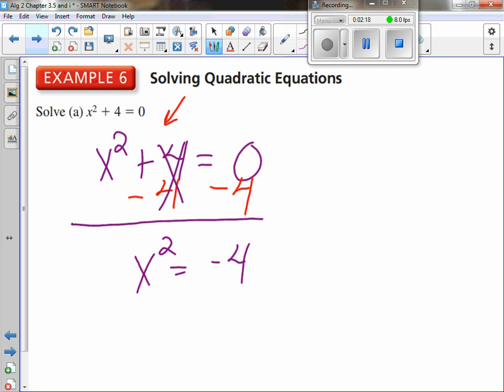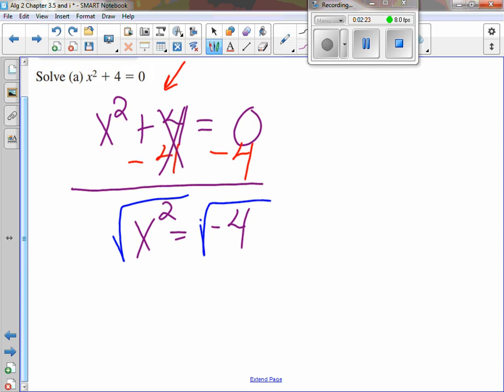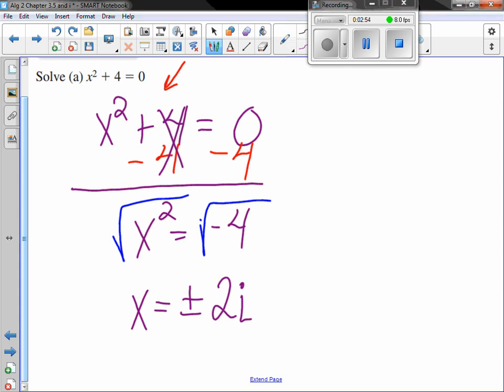Then what do we need to do? We need to take the square root of both sides, and the square root of x squared would be x is equal to plus or minus, because again, anytime we square root both sides, we have to include the plus or minus. Now, what's the square root of -4? 2i. Whenever there's a negative inside the radical, it comes out as i. And that leaves us with the square root of 4, which is 2.